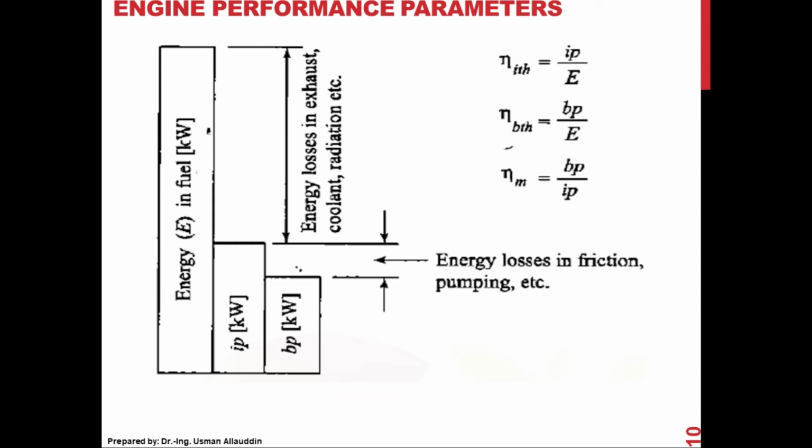So this is the drawback of the internal combustion engine, that you cannot convert all the energy of the fuel by burning fuel into the useful work output. This is the principle of the heat engine, and this is the limitation of the second law of thermodynamics, that you cannot convert all the heat into useful work output. So you have to reject some heat to the lower temperature body.